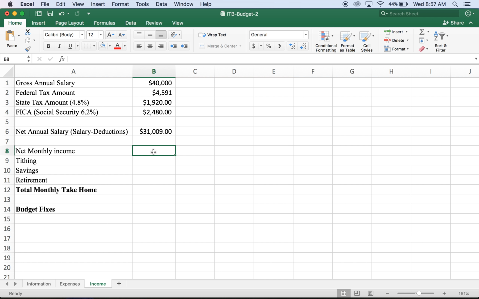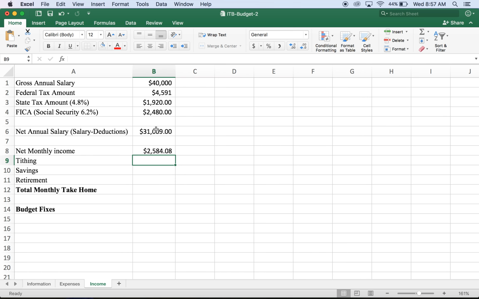We are also figuring, like we did on the expenses sheet, a monthly budget. So this is our annuals for 12 months, that's for a year. We are going to take our net annual salary, my $31,009, and divide it by 12 to come up with our net monthly income, right? So this is how much money I am going to make every single month. This is what I'm really going to bring home.